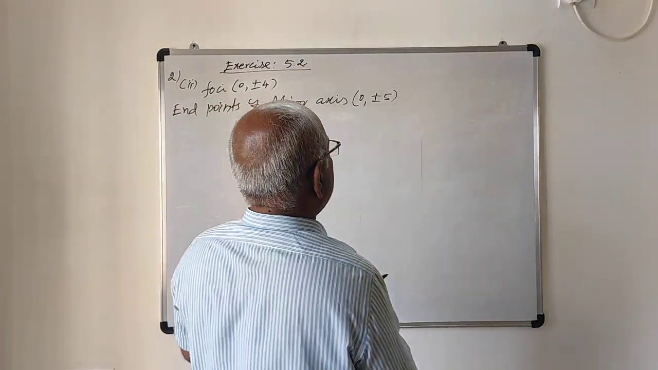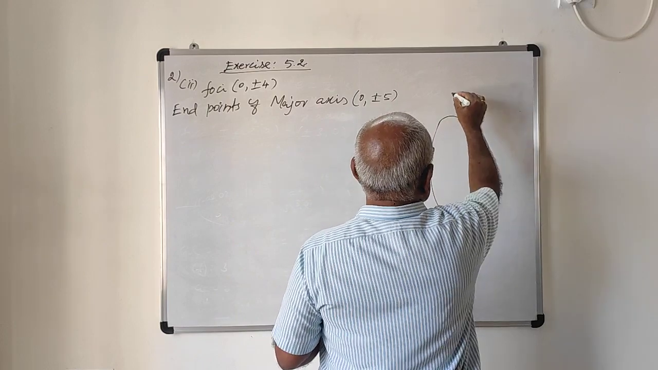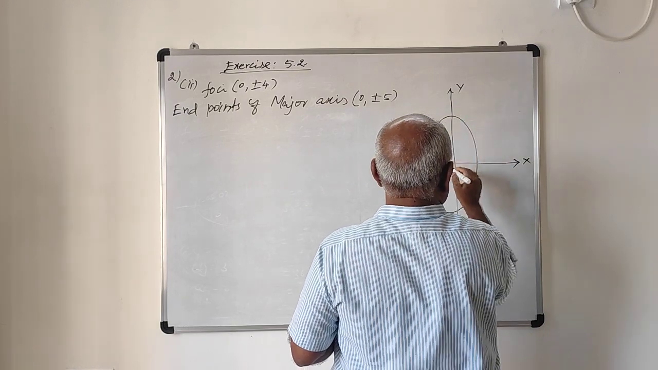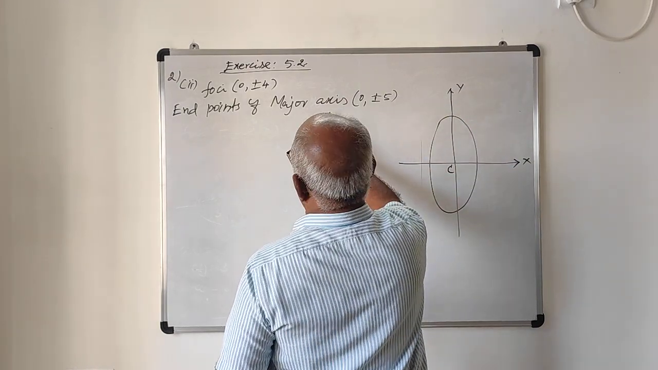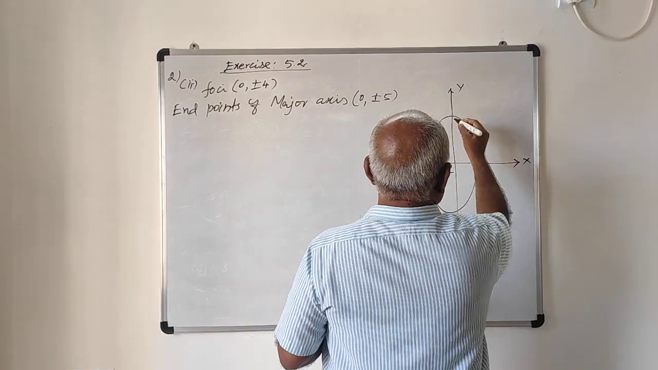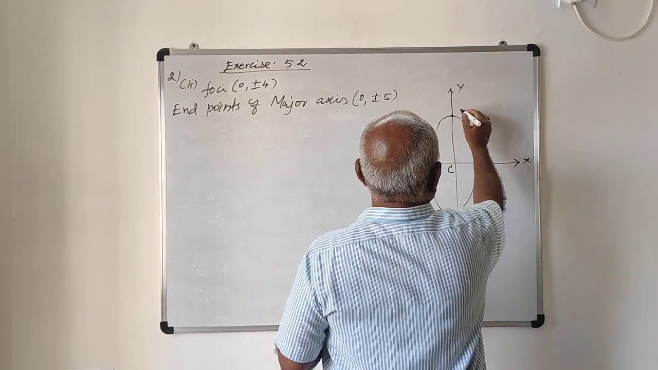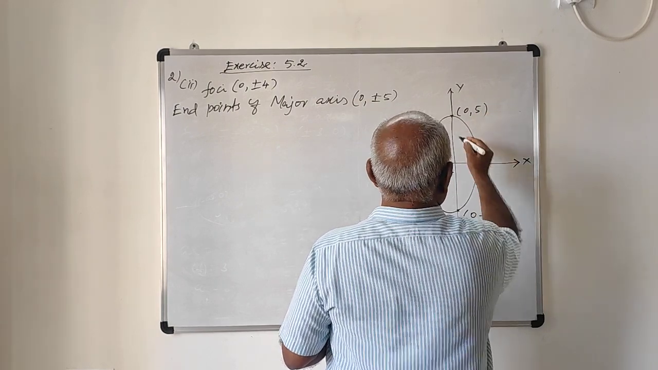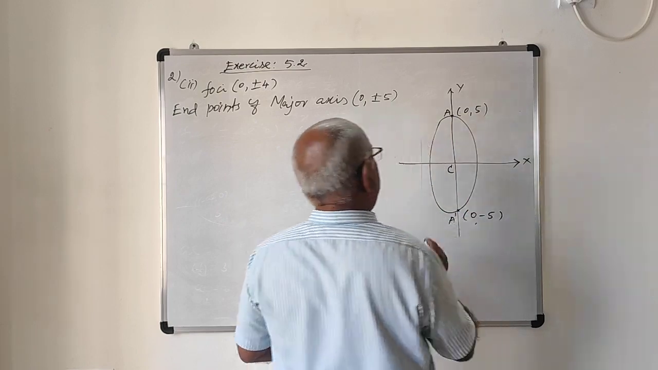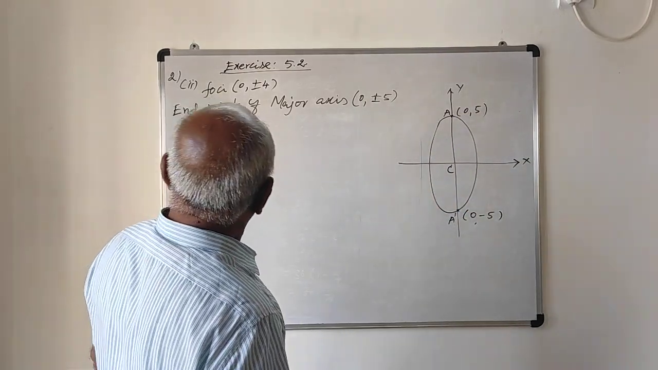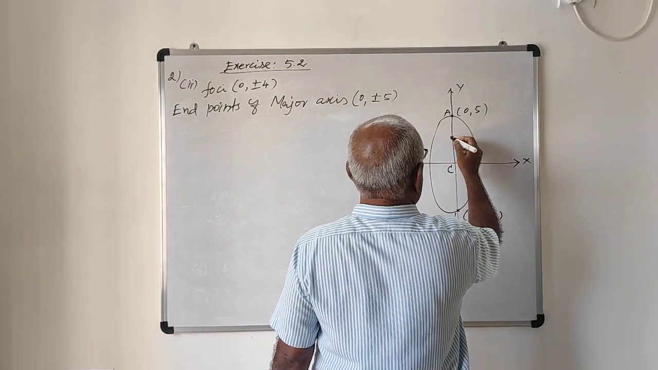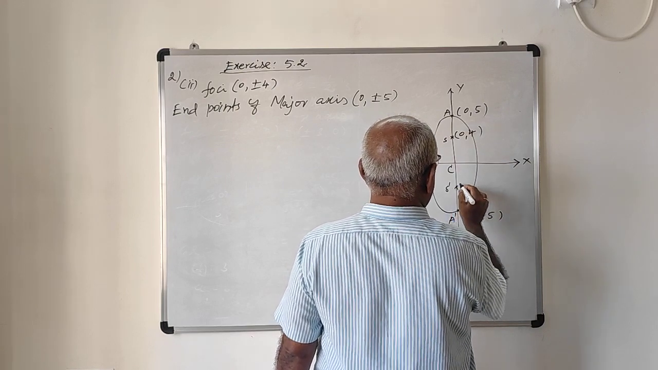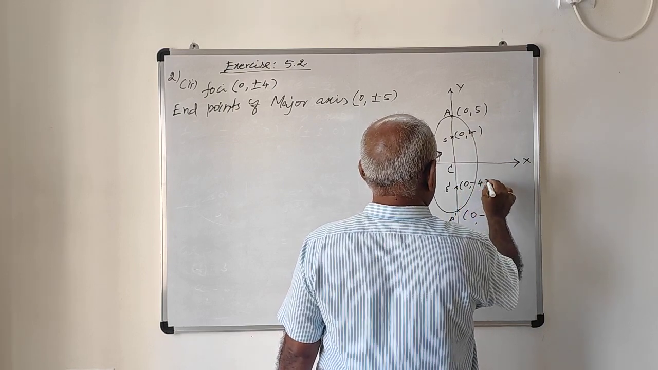For this problem, this is the x-axis, this is the y-axis, and the major axis is along the y-axis with the center at the origin. Endpoints of the major axis: this is 0, 5 and this is 0, minus 5. And foci also: one focus is 0, 4 and the other focus S dash is 0, minus 4.